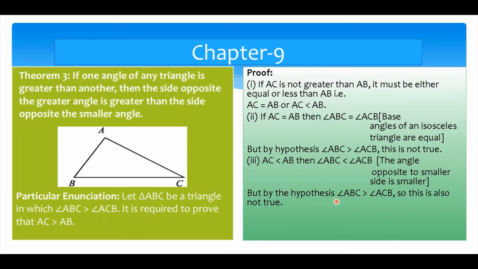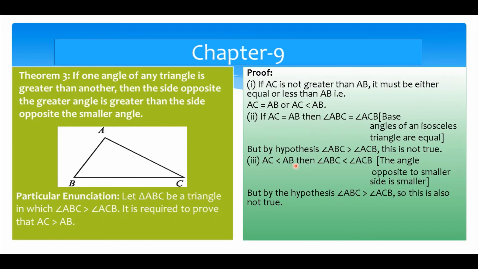But by the hypothesis, angle ABC is greater than angle ACB. So this is also not true. That's why we cannot write this. What we have learned already is that if AC is not greater than AB, it must be either equal or less than AB. We are trying to prove that it is equal or less than. But if AC equals AB, then angle ABC equals angle ACB, this is not true, because the hypothesis rules it out.